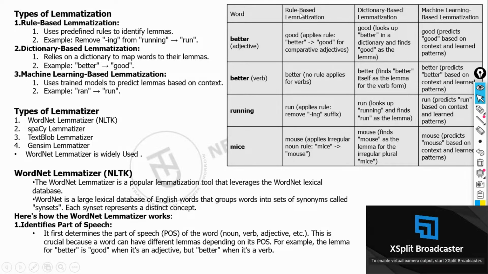Here we have upfront rules defined, and under dictionary based lemmatization, it uses some kind of reference dictionary to find the words, the root words. And in machine learning based lemmatization, it uses some trained models, pre-trained models, to predict the lemmas. So these are the main differences, but obviously you'll have the same word; the way of getting the output will change. That's it, friends.